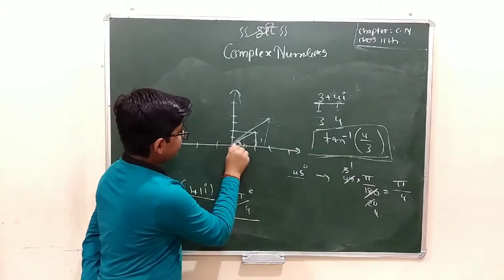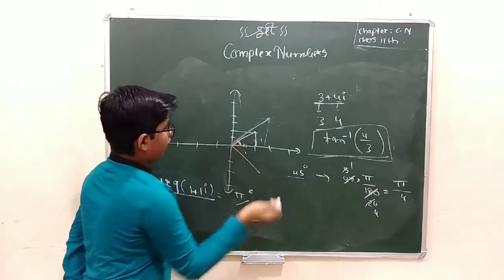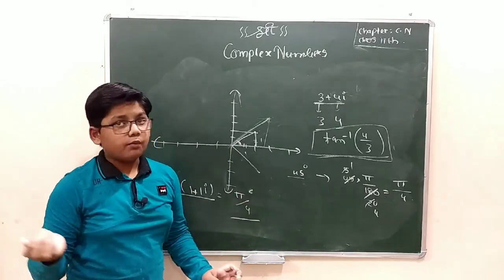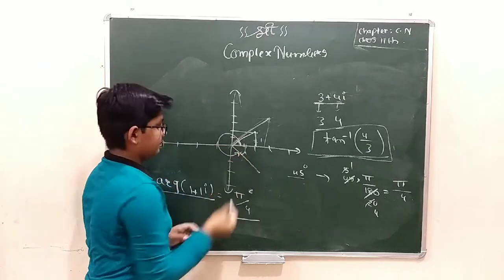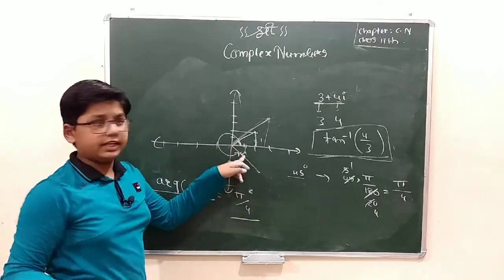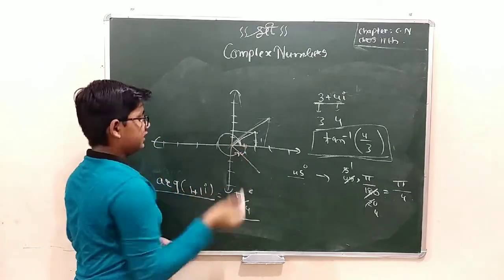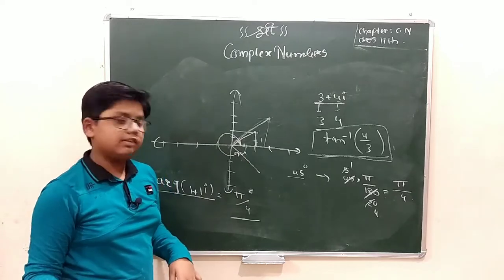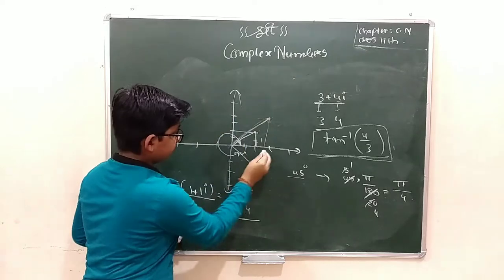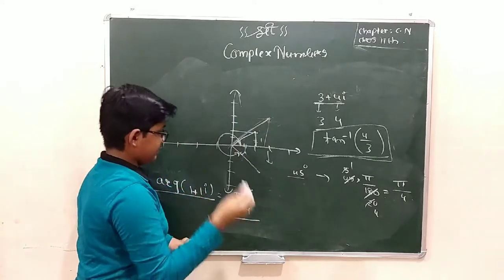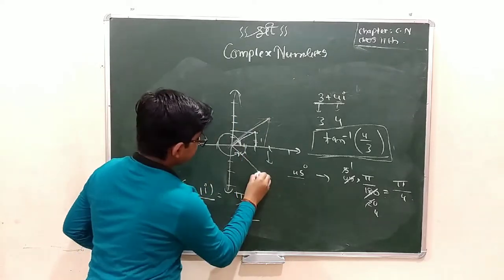What if it is lying in the fourth quadrant? Then we can take the angle like this also, or we can take the angle like this. If I take the angle like this, then it will be negative. If I take the angle like this, then it will be positive. Why? Because the angle is going down, which means that it will be in negative form.